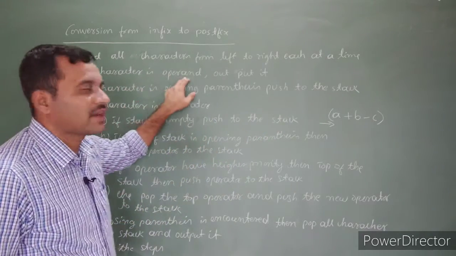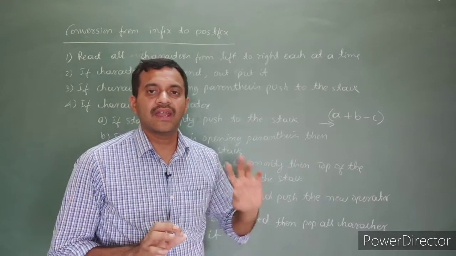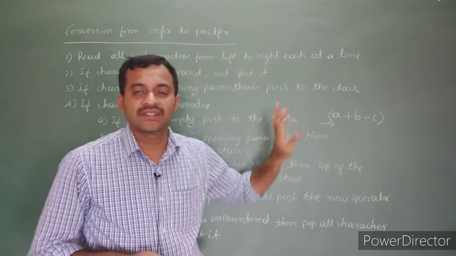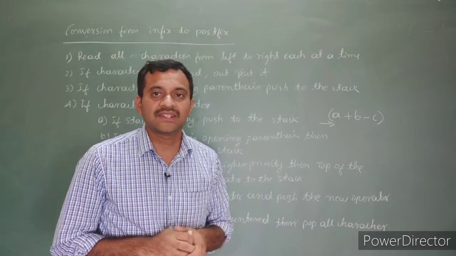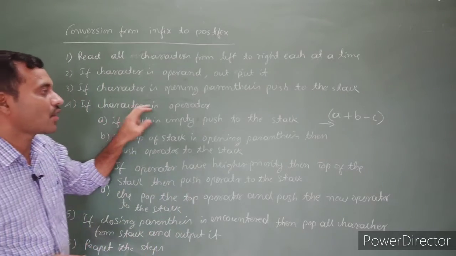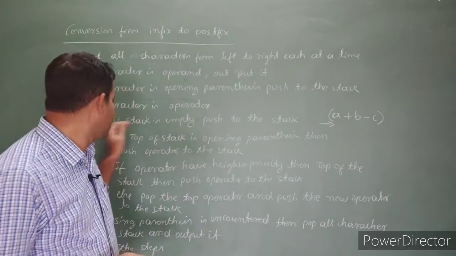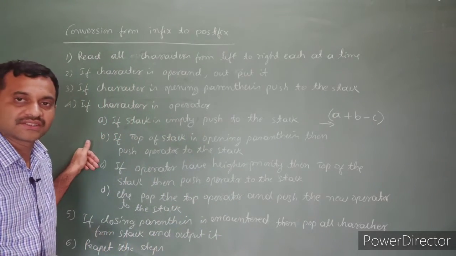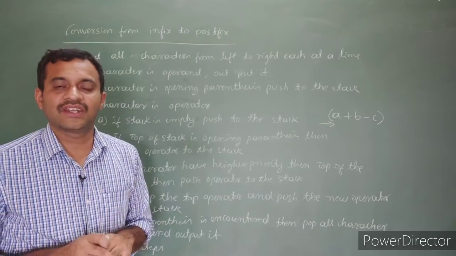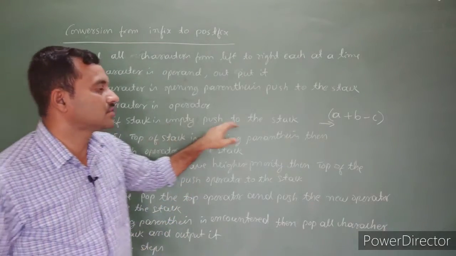If the character is an operand, output it. So if it is an operand, directly output it. If the character is an opening parenthesis, push it to the stack. Next one is if the character is an operator, then there are 4 possibilities. First one is if the stack is empty, there is no element in the stack, the stack is in underflow, then push to the stack.